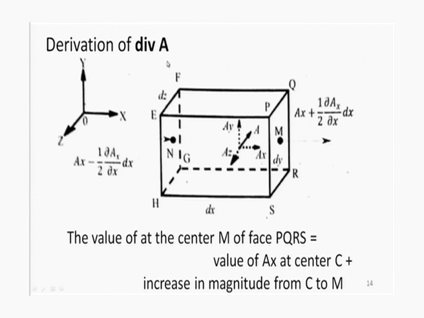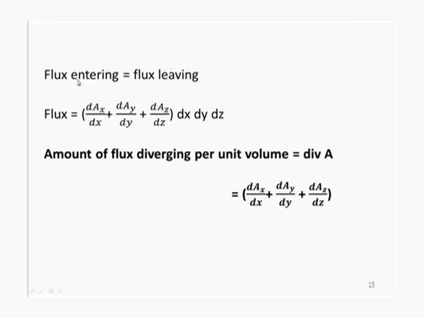It is being diverged. The flux entering into the rectangular block is equal to the flux leaving from the rectangular block. Hence, the flux can be stated as (∂Ax/∂x + ∂Ay/∂y + ∂Az/∂z) dx dy dz, and the amount of flux diverging per unit volume is represented by divergence A. This is the divergence A.